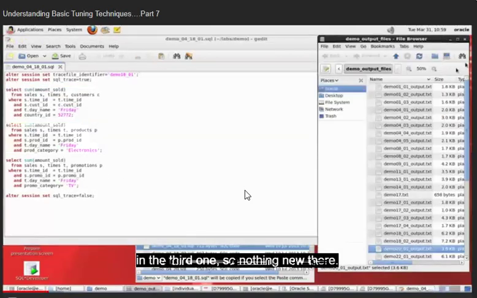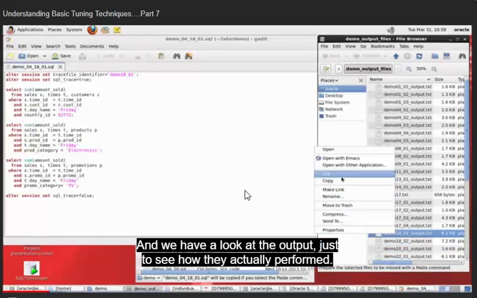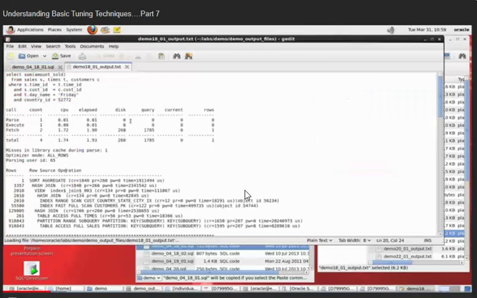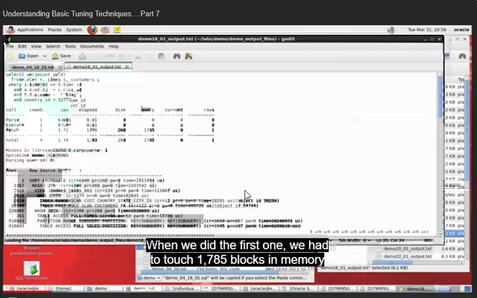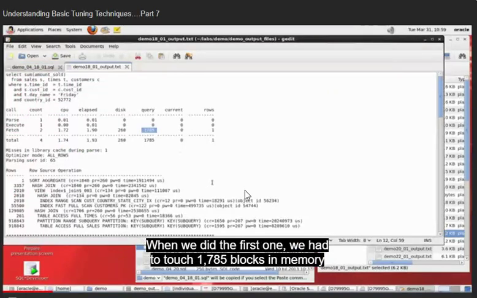When we did the first one, we had to touch 1785 blocks in memory to return a single row, which was the sum of the amounts sold. We're calculating a group function. We used an interesting join to do that. They were able to find some indexes to help out.